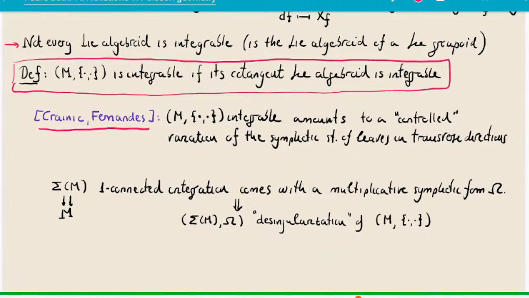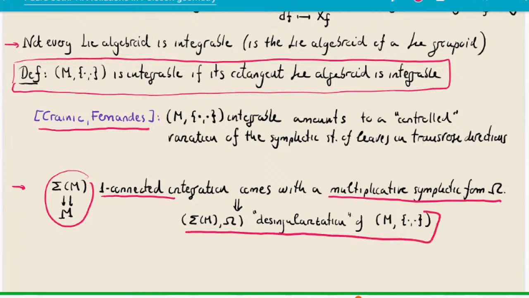Let me also tell you that if a Poisson manifold is integrable, one can choose the largest integration, and that integration carries a multiplicative symplectic form, a symplectic form that behaves well with respect to the Lie groupoid structure. So you can think of this symplectic Lie groupoid as a desingularization, in some sense, of your given Poisson manifold. You have some singular brackets and you replace them by non-singular brackets.